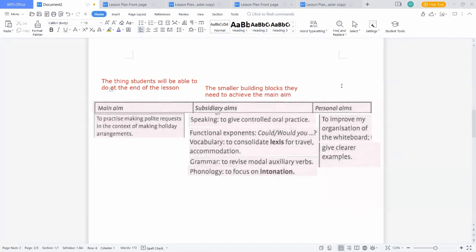All right. Now we can look at personal aims. These are your aims for how you can improve as a teacher. You find these by looking back at your previous lessons and thinking about what could have been improved. In the example given, improving organization of the whiteboard and giving clearer examples could be personal aims.